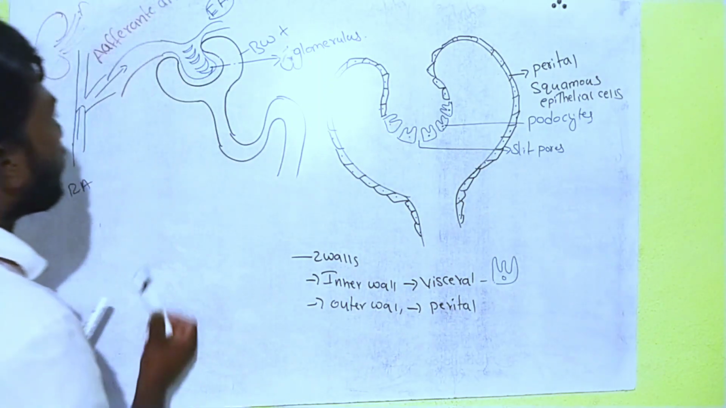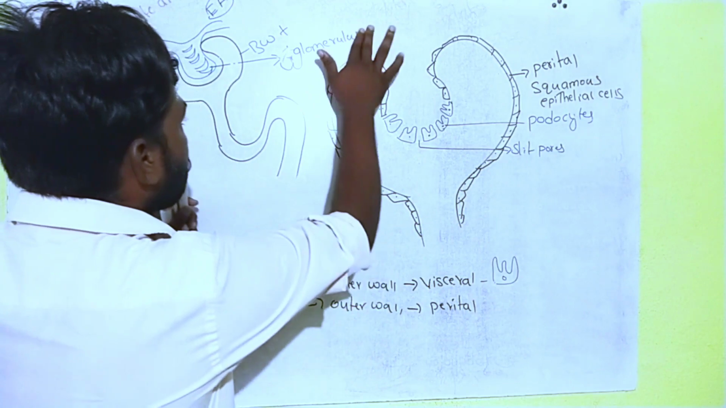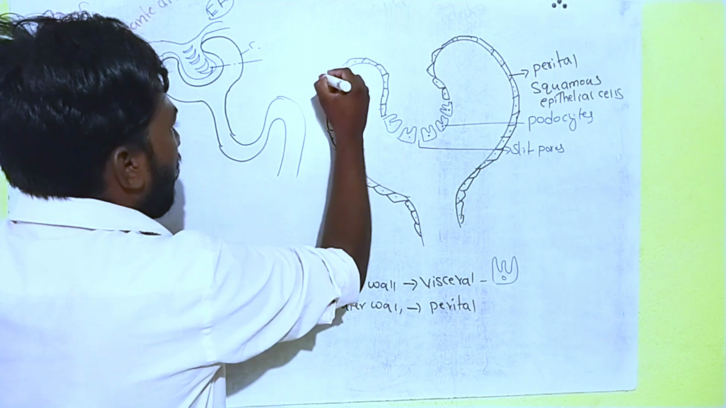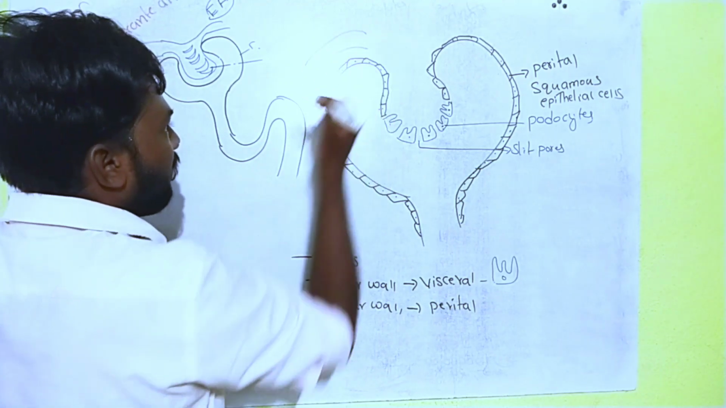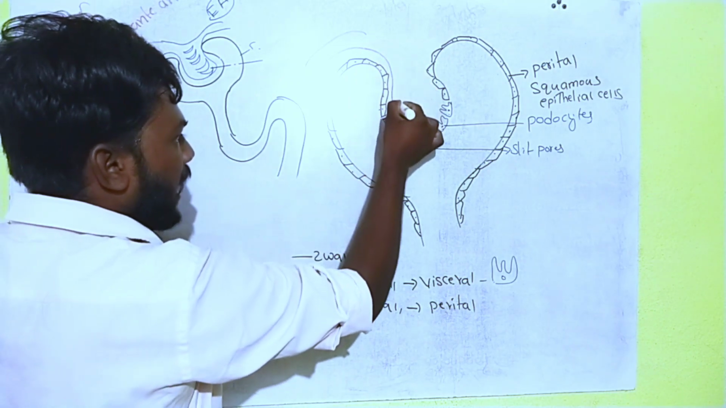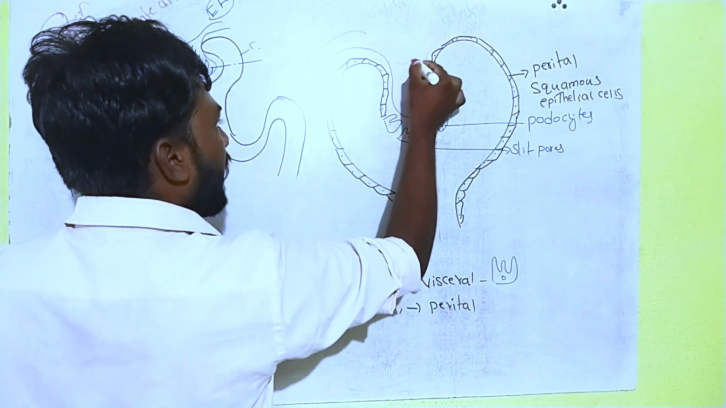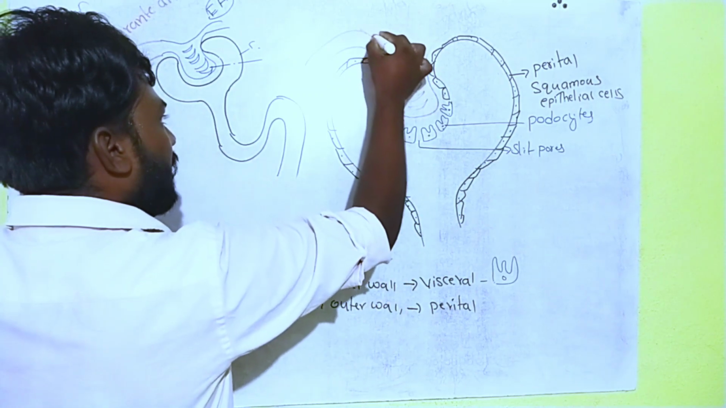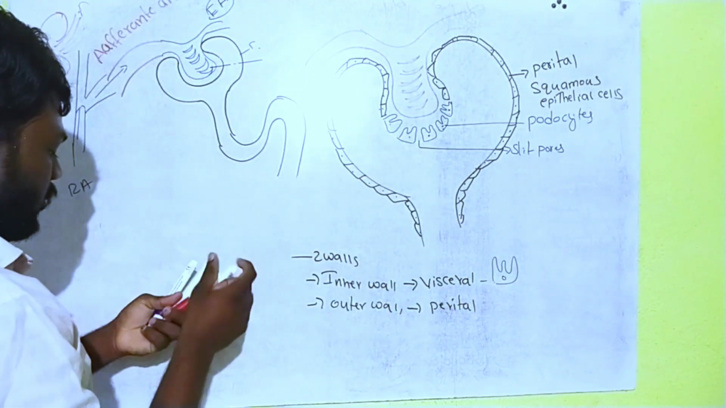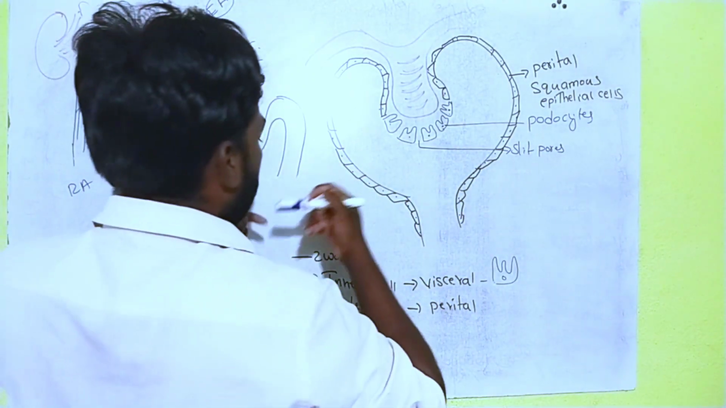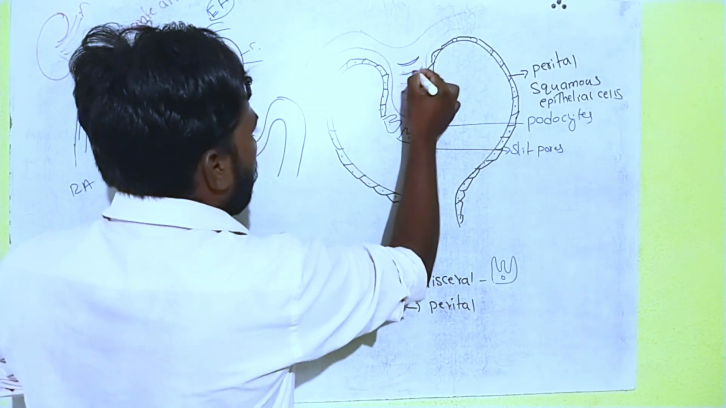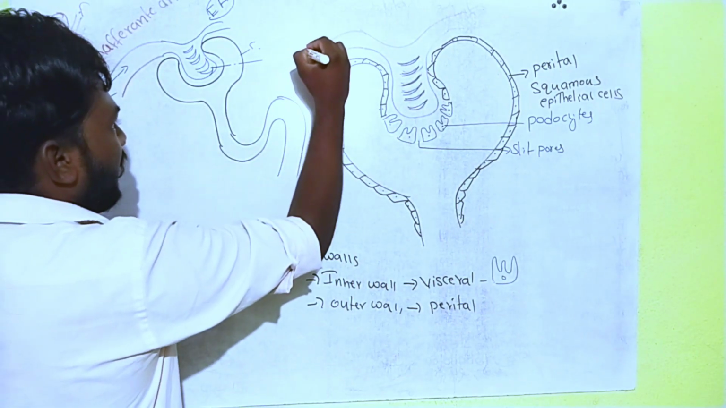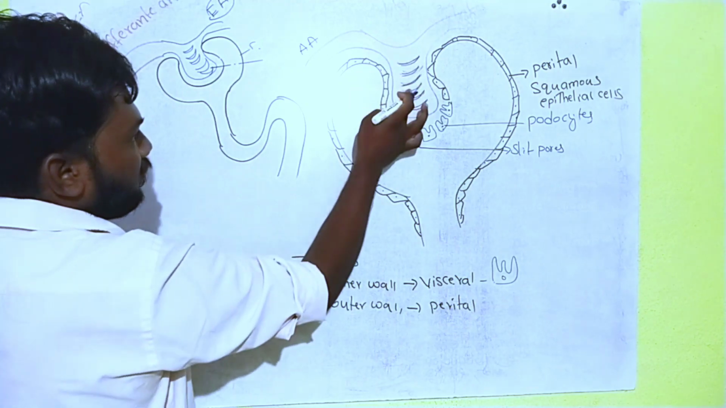Now I will make a diagram also. The glomerulus can also be drawn here. Let me make a diagram of the glomerulus. This is the afferent arteriole. This afferent arteriole is dividing into fine branches. This is dividing into capillaries, a bunch of capillaries. I am using red and blue color. So this is a bunch of capillaries.